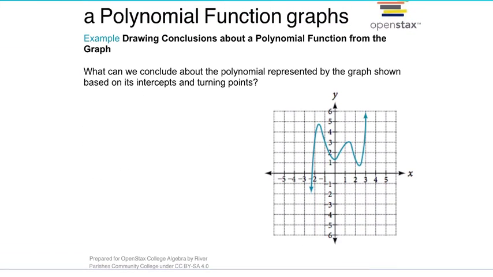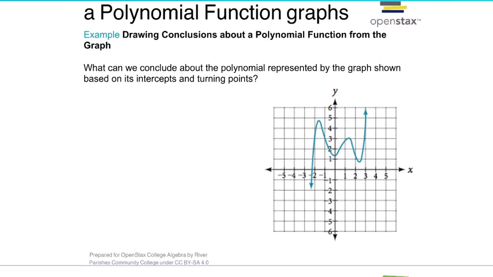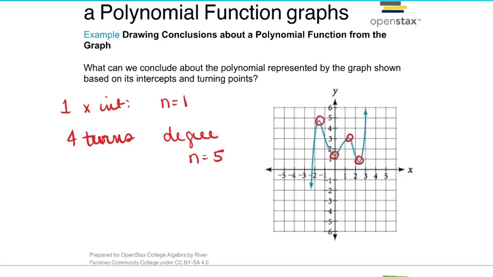Alright, so what can we conclude in this example about the polynomial represented by the graph shown? If we look, we have one x-intercept. So that would imply that n equals 1. But you have 1, 2, 3, 4 turns. And if you have 4 turns, that means that your degree, your n, would be 5.